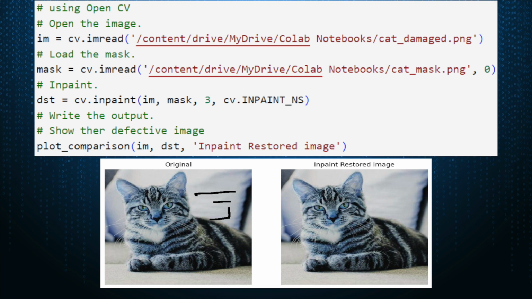So, here I am using the OpenCV library for the restoration purpose, reading the image, then reading the mask, as I already told that the mask is required for the location, then image inpaint filtering is to be applied to this, and you can see the output, all the black lines have been removed.